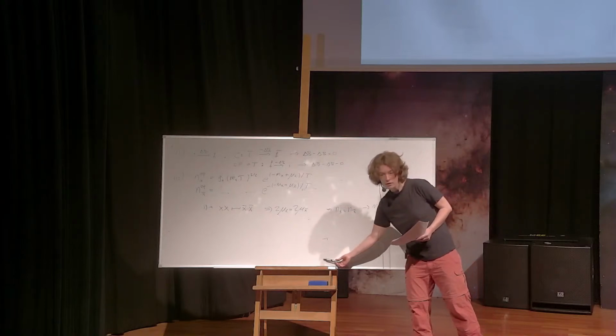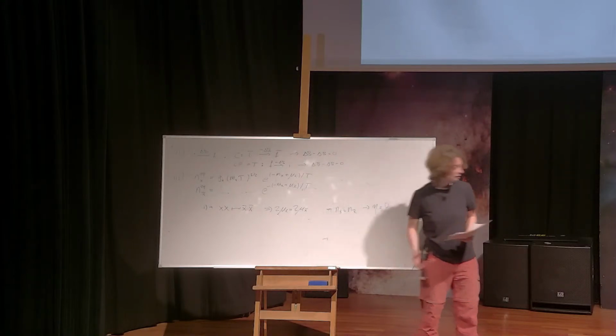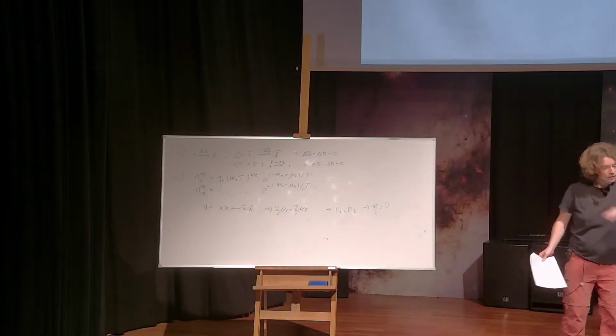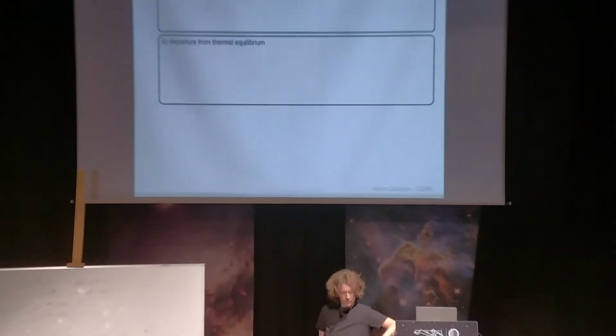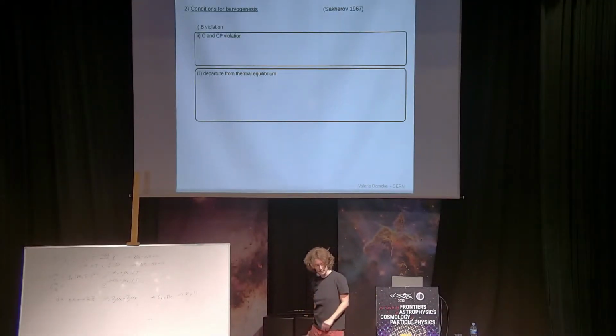Any questions on that? Before going to baryogenesis, is the possibility completely excluded that different domains of the universe are, you know, with matter and others with antimatter? Is it completely excluded, right, at this point?